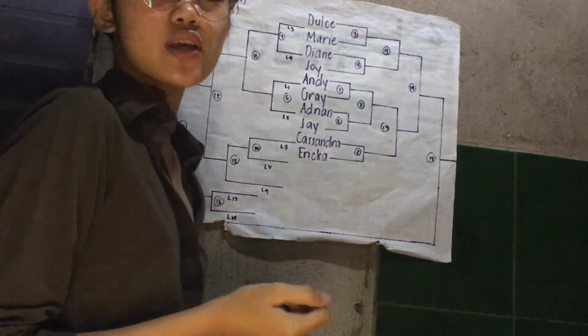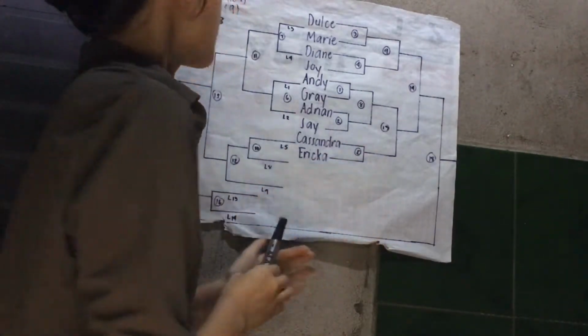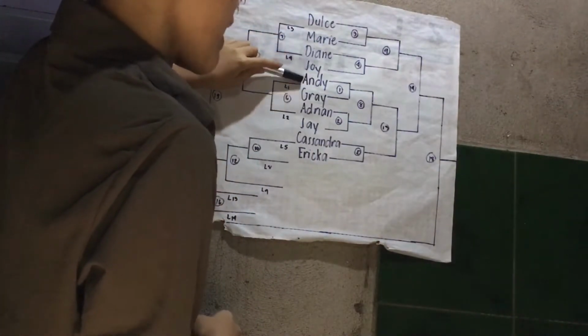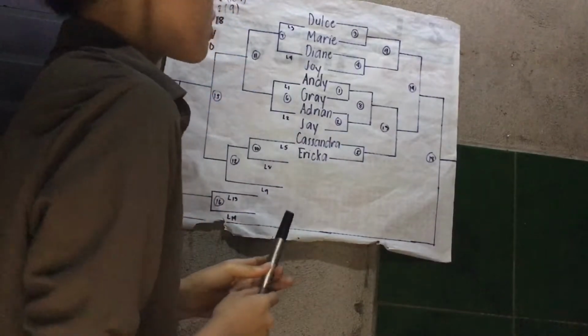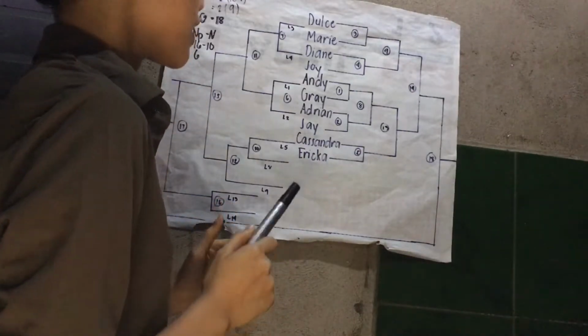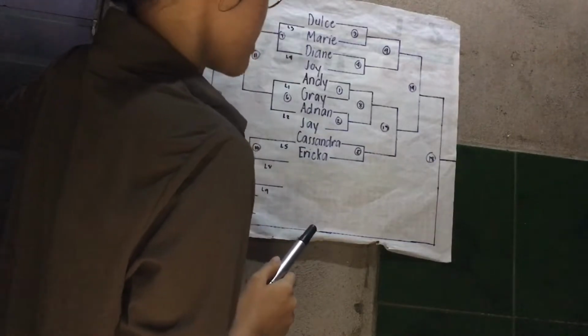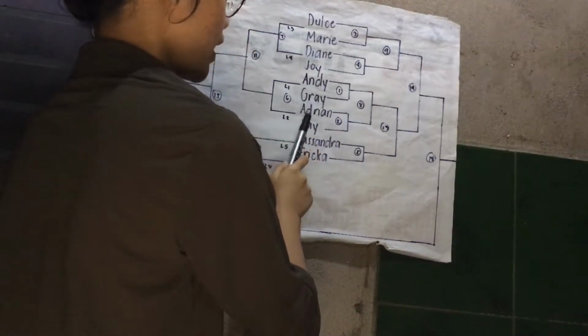So the given teams right here, we have 10 teams. Let's say that we have Dulce, Marie, Diana, Joy, Andy, Gray, Adrian, Jay, Cassandra, and Erica. So since we have 6 byes, let's say that in the first game, we have only 4 players to play, which are Andy, Gray, Adrian, and Jay.